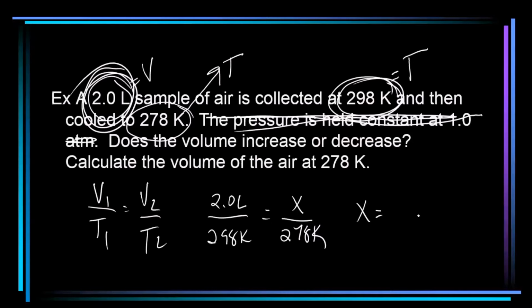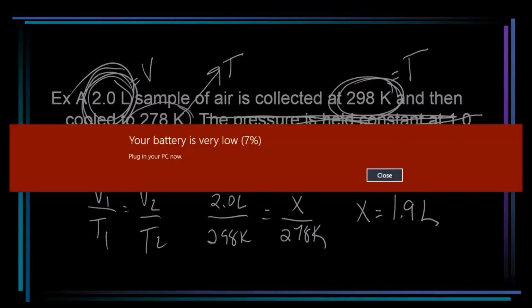So, you said 1 point what? 9. Does that make sense? Temperature went down by a little bit. Therefore, volume: did it go down by a little bit?